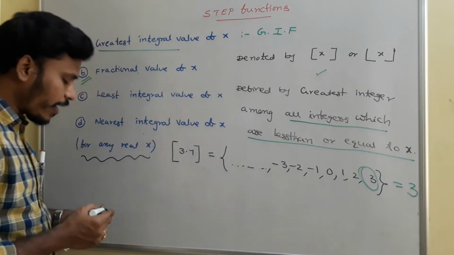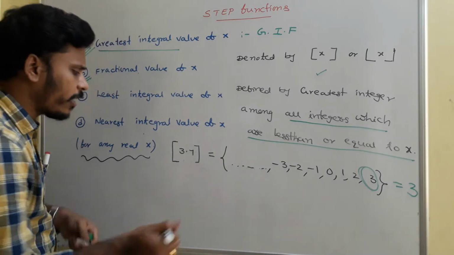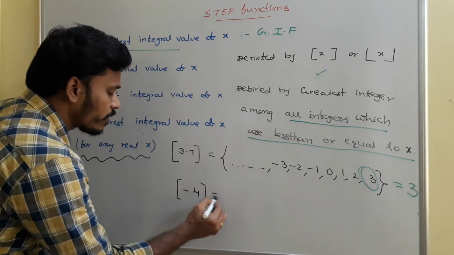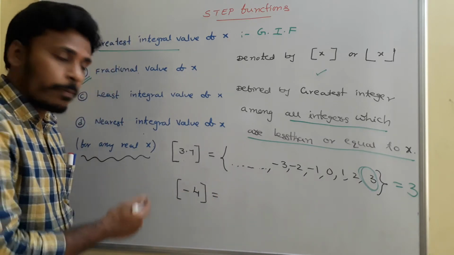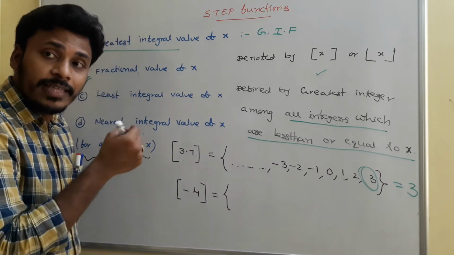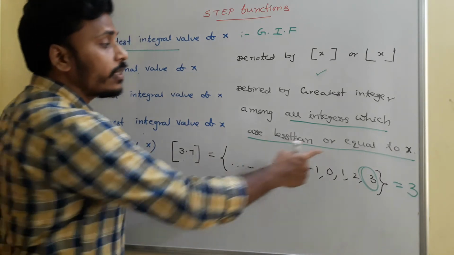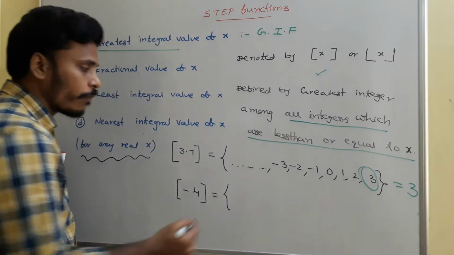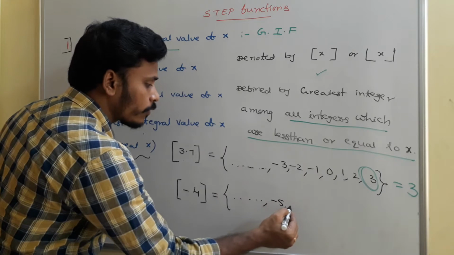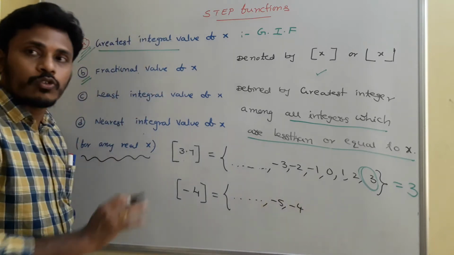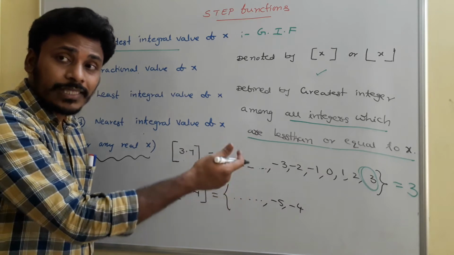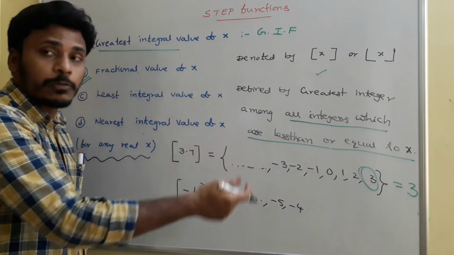Suppose you take another number, the same logic applies. If you are trying to locate step of -4, you need to locate all the integers which are less than -4 as well as equal to -4. Starting from minus infinity, we will have integers like -5, -4, and then the list ends, because -3 is more than -4.